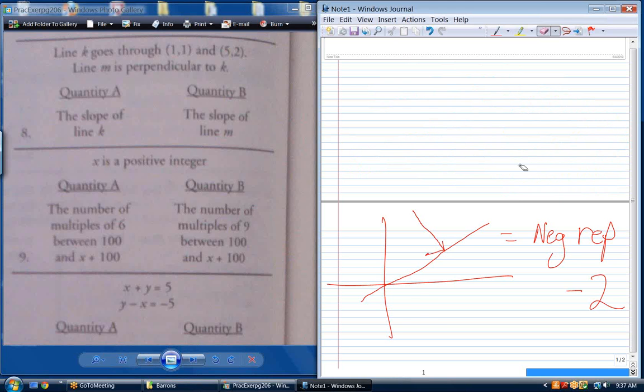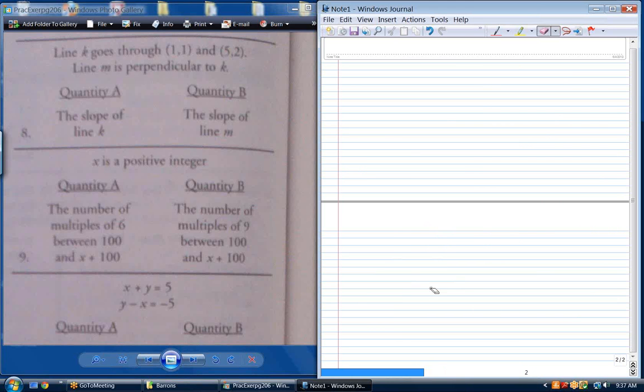In this case, if you didn't know any of that stuff, you could plot those 2 points. One point would be right there, the other point would be right there. You'd see it has a positive slope. Draw a perpendicular to it, you'd see that has a negative slope. In other words, you really could solve this graphically if you didn't remember any of that geometry. Okay.